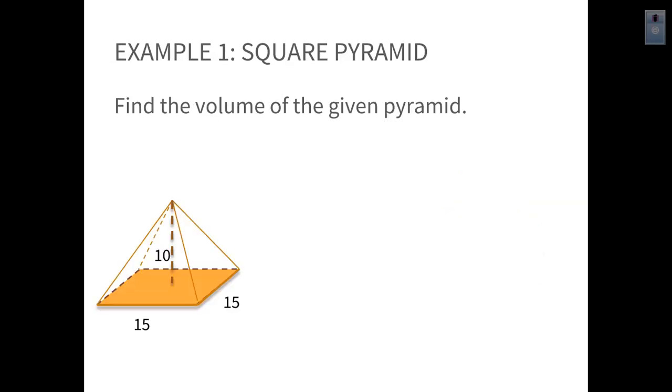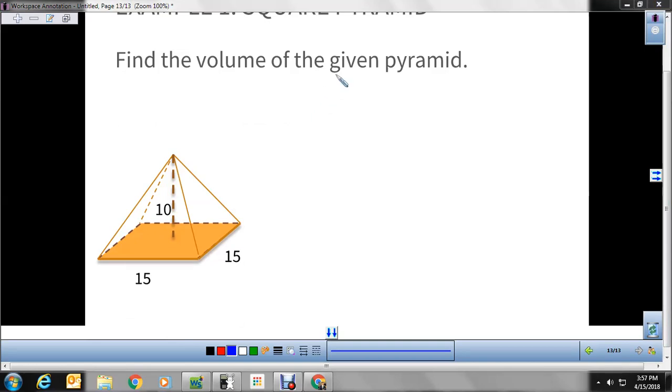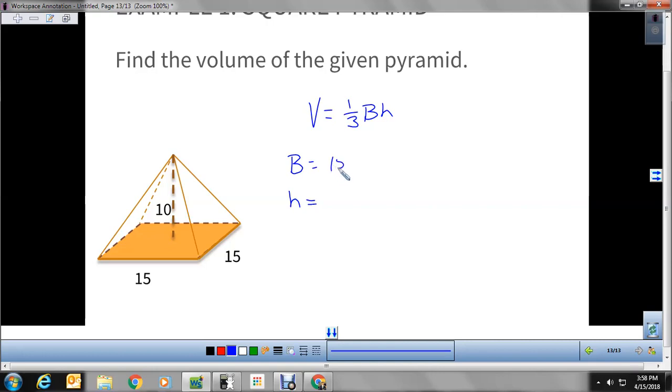So let's look at example 1 using our equation. Find the volume of the given pyramid. So volume, once again, is 1/3 area of the base times the true height. So we need to identify the area of the base and the true height. Area of the base is a square because we have 15 and 15. So we get 15 squared is the area of the base, which is 225 units. Now, the true height here is given to us because it's perpendicular to the base at the center. So the true height is 10.